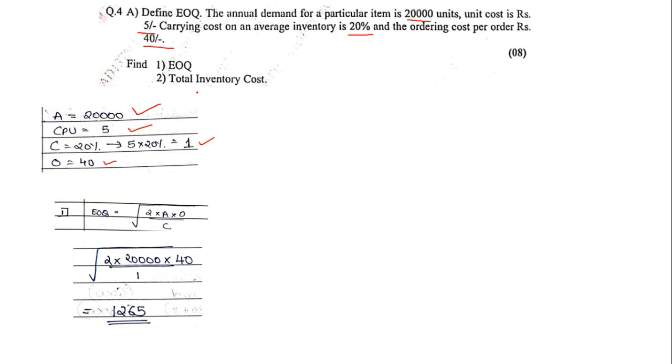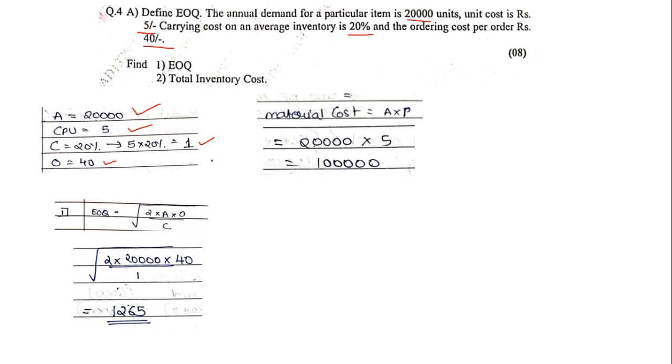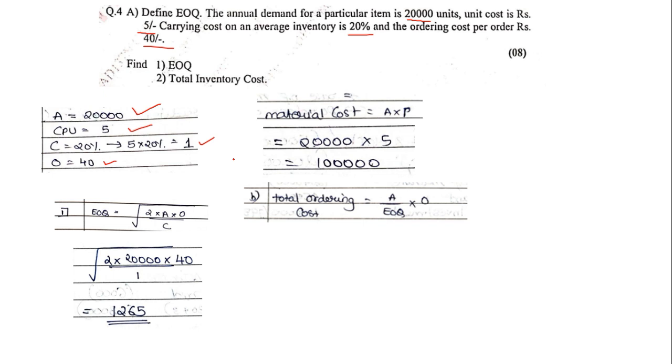For total inventory cost, we require three things. Number one, material cost, which is annual demand into cost per unit. Annual demand is 20,000 units, cost per unit is 5 rupees. We multiply them, so 20,000 into 5 is equal to 1 lakh rupees. Second, we need to find the total ordering cost. Total ordering cost is equal to annual demand upon EOQ into O. Annual demand was 20,000, EOQ was 1265, ordering cost is 40. So 20,000 upon 1265 into 40 will give you 632 rupees.